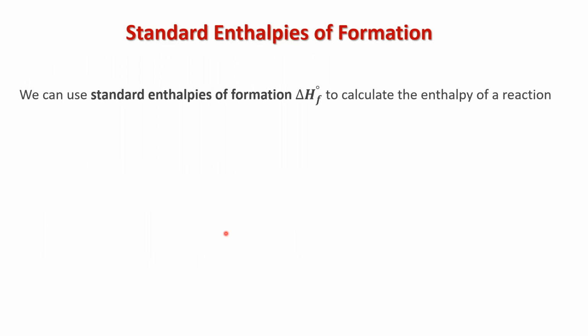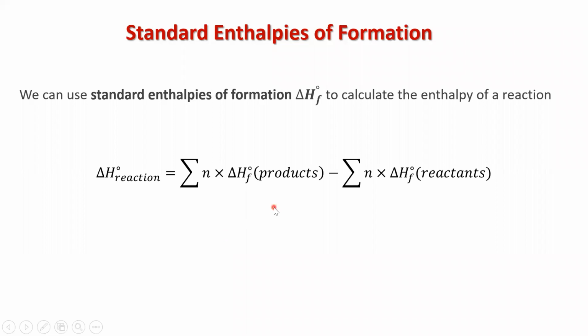We can use the standard enthalpy of formations to calculate the enthalpy for a reaction. So now we're going to combine 2 things together. How do we do that? The enthalpy change for a reaction equals the sum of, that's what this sigma sign is here, the sum of the enthalpy of formation of the products minus the sum of the enthalpy of formation for our reactants.